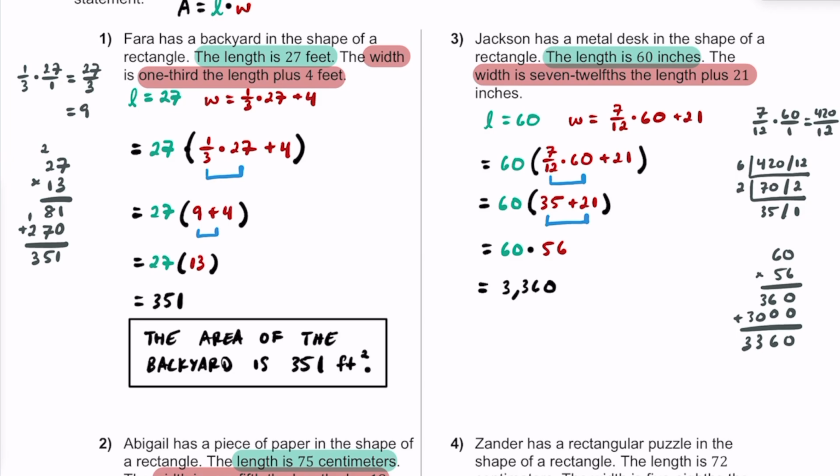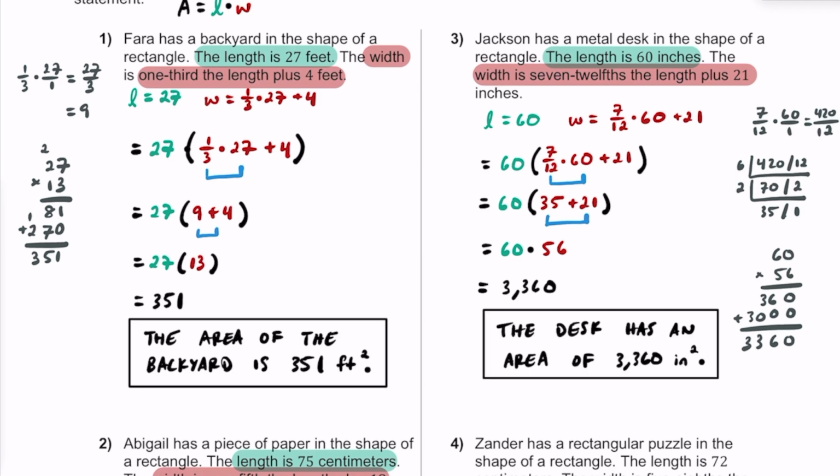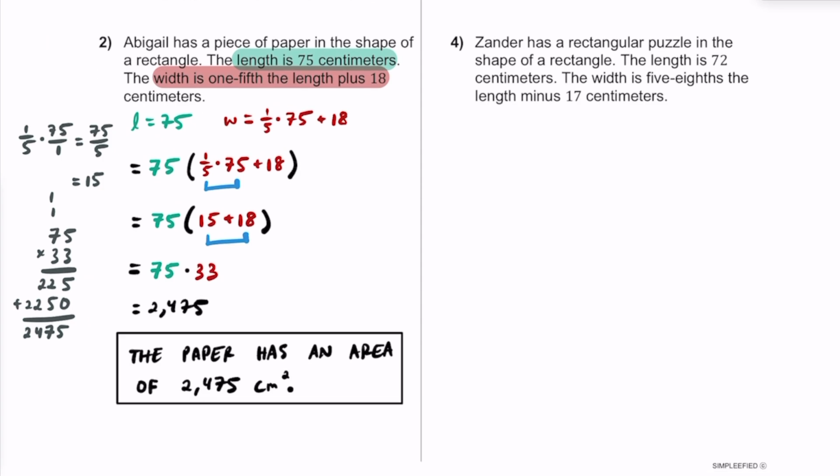3,360. So what does this mean? This means that Jackson's metal desk has an area of 3,360 square inches. Let's check out another one here.